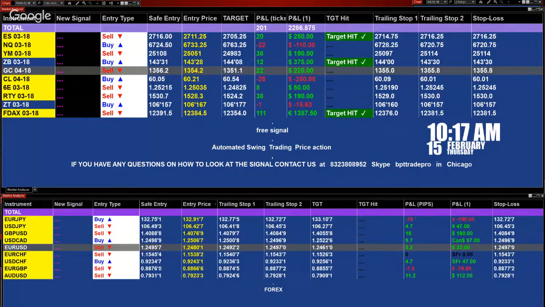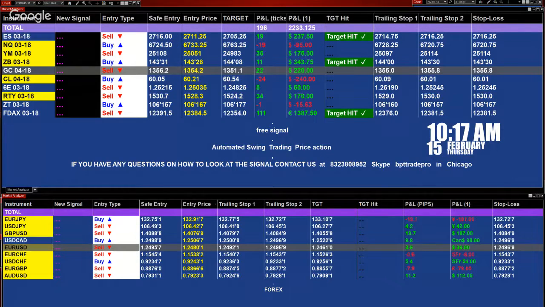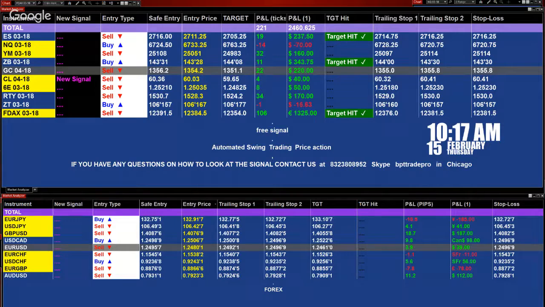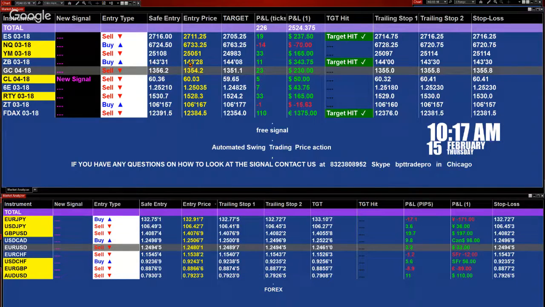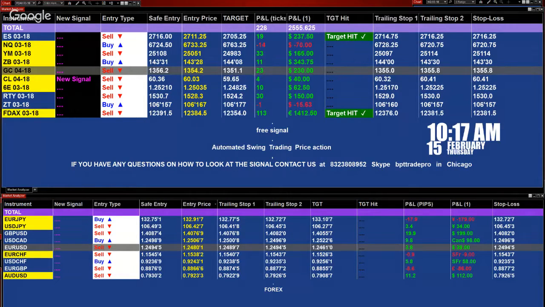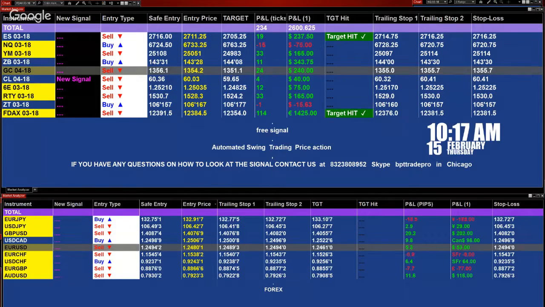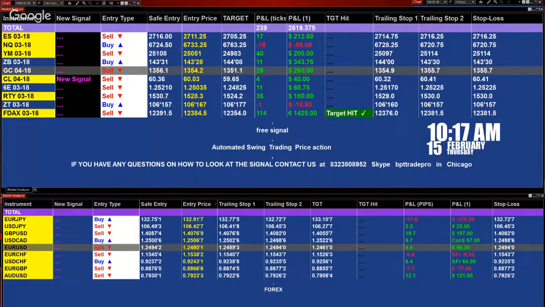We have a target hit on the YM. I think, no, sorry, let me see. No, it is the 30-year Treasury bond. But I want to cover the ES and explain why you should not be taking a short trade at the moment. Be careful with the short trade right now. It's not valid anymore.